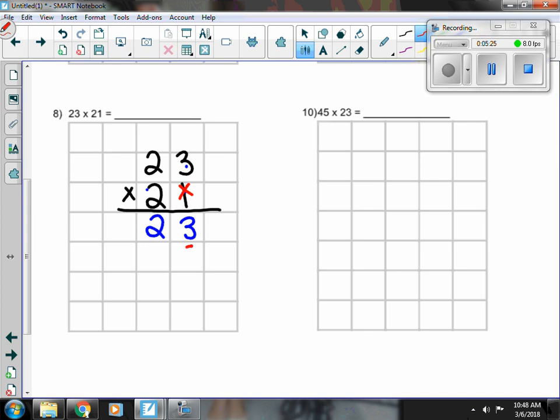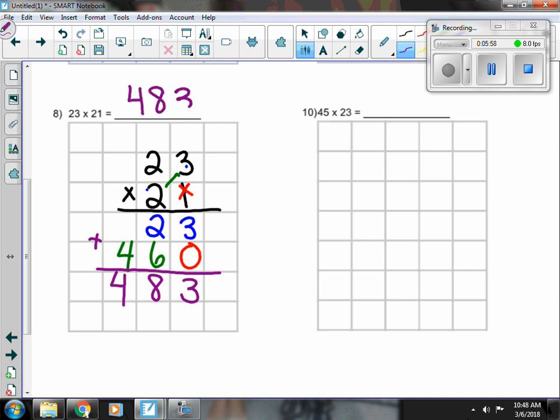Since I'm done with my ones place, I put my 0, and now I multiply my tens place. So everything, 23 times 2, starting with this ones place. 2 times 3 is 6. 2 times 2 is 4. And last but not least, I'm going to add up answers. 3 plus 0 is 3. 2 plus 6 is 8. So I end up with 483.